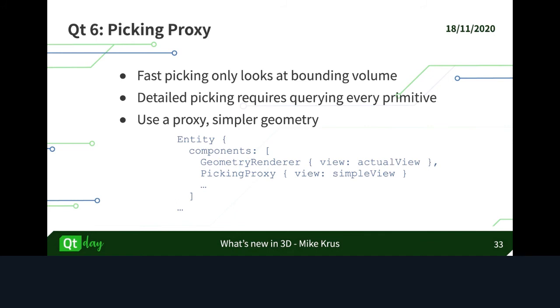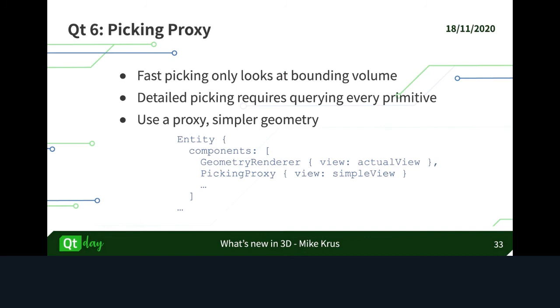Then you might have to switch on detail picking, so primitive picking, and in that case, it needs to look at every primitive. So if you have 10 million vertices, it will need to use 10 million vertices. If you have 20,000 triangles, it will need to look at the 20,000 triangles, and so on. Which can become very slow and costly. So one thing you can do in Qt 6 is to use a simpler geometry in order to support this detail picking.